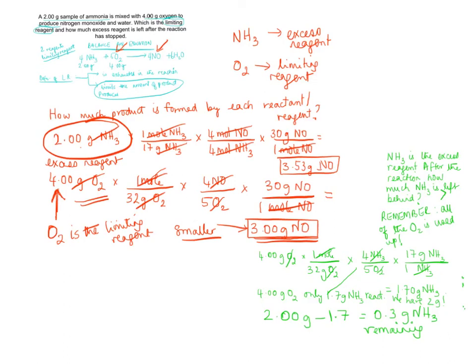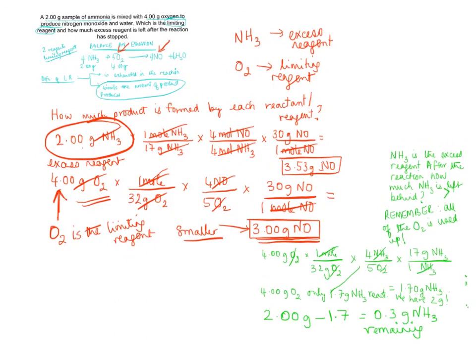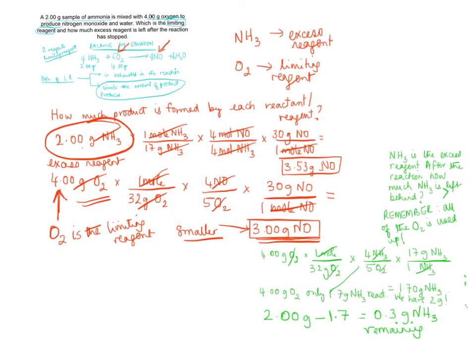And that's your summary. You write a reaction, you balance it, you figure out how much product is formed by each reactant or reagent. Whichever produces the smaller amount of product is the limiting reagent, followed by the excess reagent calculation, which is you take your limiting reagent and figure out how much of the excess it would have used up and subtract the two, you'll find out how much is remaining.